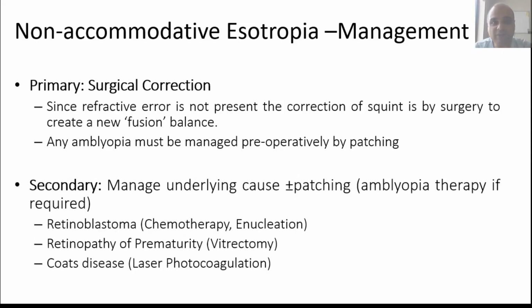For secondary, we need to manage the underlying cause together with patching if amblyopia has set in. Retinoblastoma, retinopathy of prematurity, we've talked about these conditions. So retinoblastoma is chemotherapy, enucleation. If there is an enucleation, there is no question of anything afterwards because the eye is removed. Retinopathy of prematurity, vitrectomy, and Coats disease have their own specific therapies. We have talked about these. But if any of these conditions was causing a squint, you manage these conditions and then see if patching is required or not.